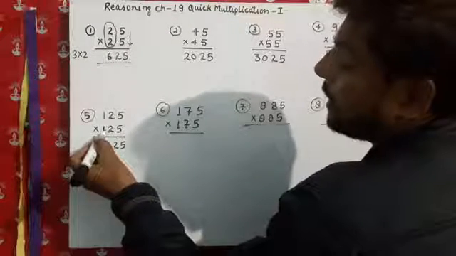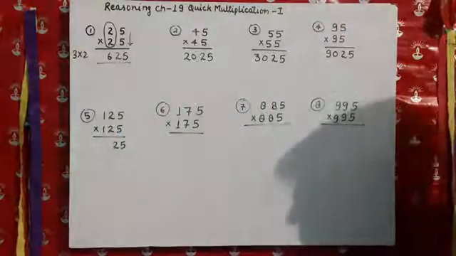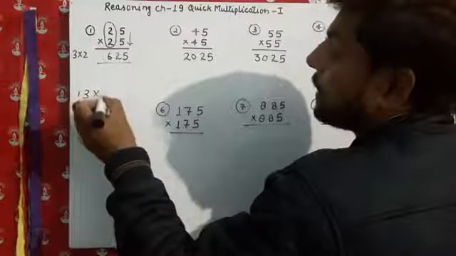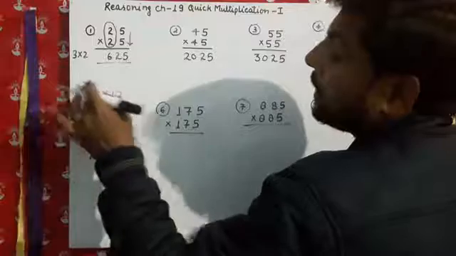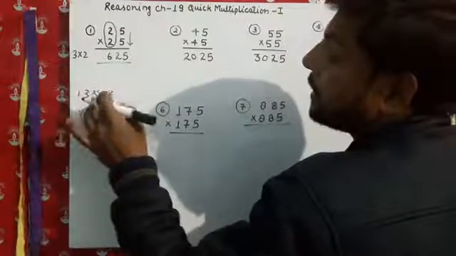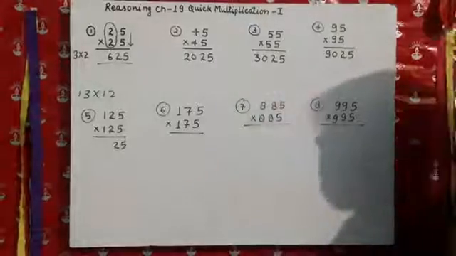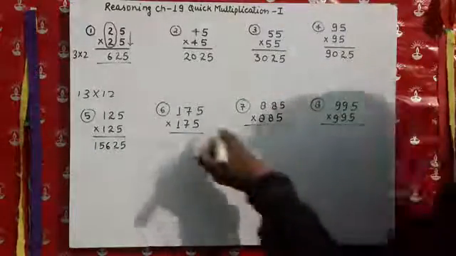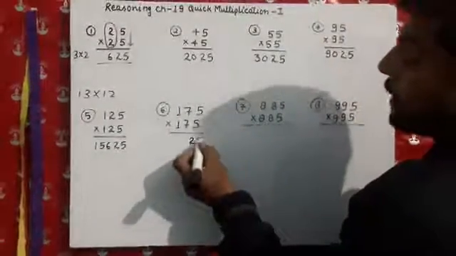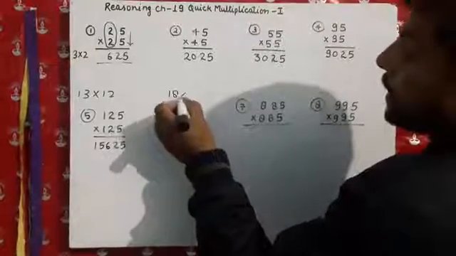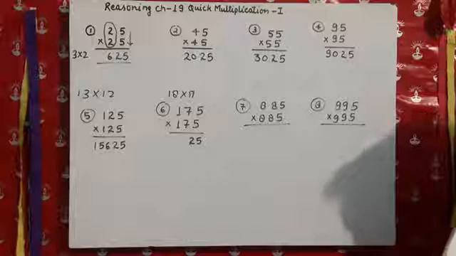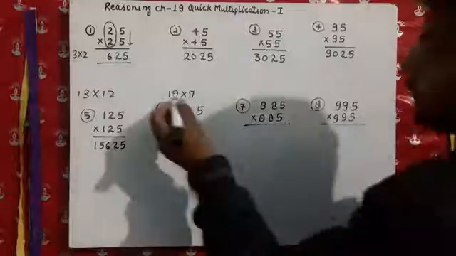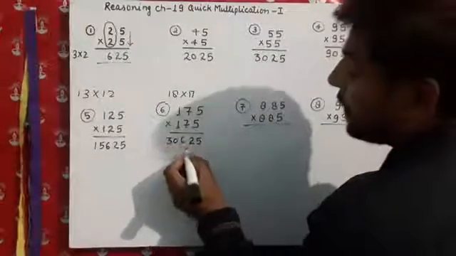Now we have to find 12 multiplied by 13. Whenever we multiply 12 by 13, 12 tens are 120, plus 12 threes are 36, and it becomes 156. So the answer is this one. Now 5 fives are 25. Now we have to multiply 18 by 17. It becomes 306. So this will be the answer.